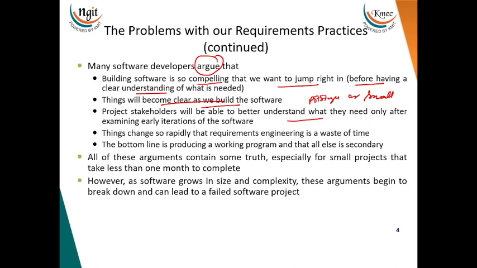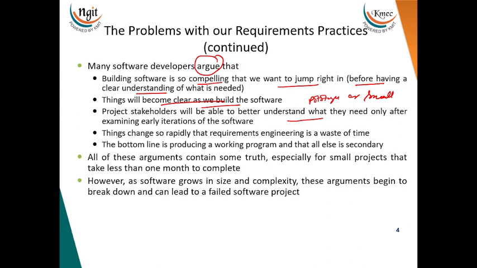Things change so rapidly that requirement engineering is a waste of time, you are told. What is the problem here? The bottom line is that we haven't established our base point, and we are going to lose all those things. We don't understand the requirements, and the software engineers just go on and start building the software without understanding the concept of software engineering. Once they start doing it, they cannot do it properly, and they think the prototype is ready, so let's go and meet the stakeholders.